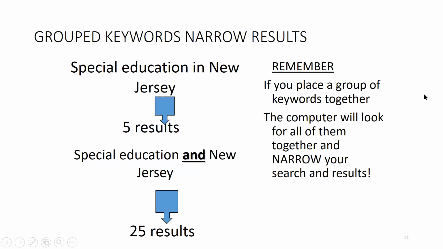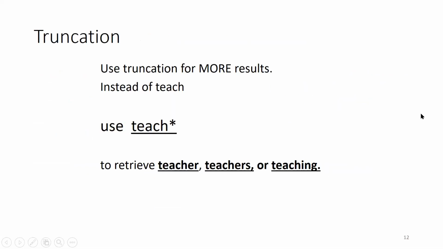Always remember that if you put in natural language the way that we speak, it narrows your search. So if you put special education in New Jersey, you would probably get, say, 5 results. But if you put special education and New Jersey, you'll probably get many more results.